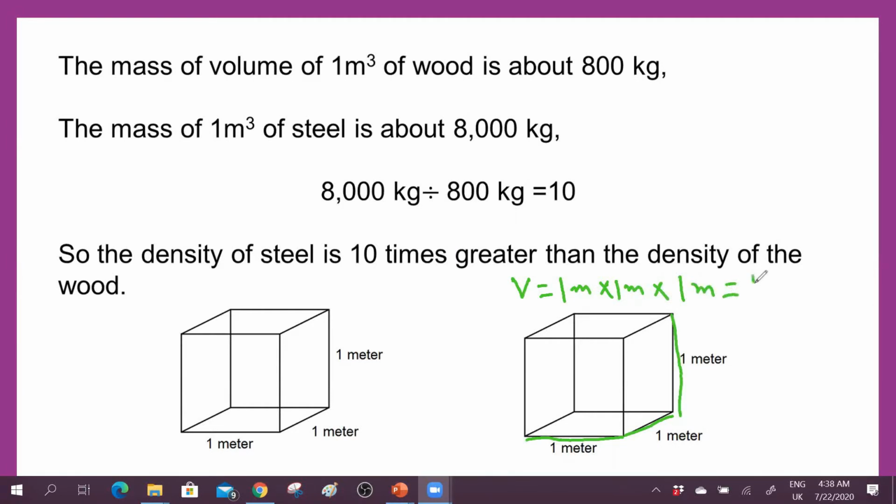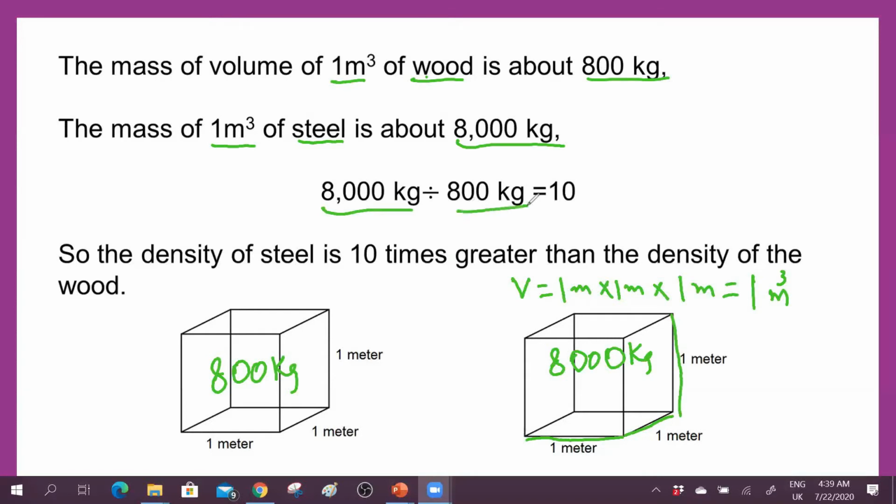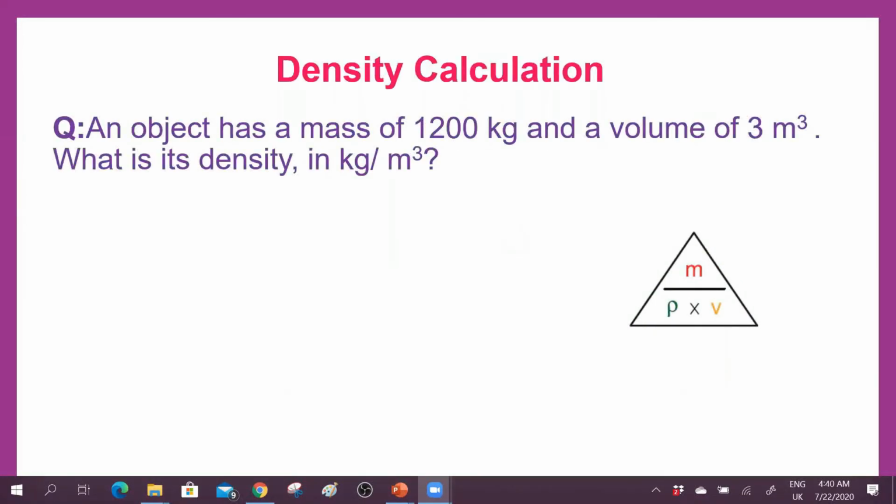That's going to be 1 cubic meter, the volume. Now, in case of steel, 1 cubic meter of packed steel contains 8,000 kilogram mass inside. Similarly, if we have 1 cubic meter of wood, that has only a mass of 800 kilogram inside. So if we divide the mass of the steel by the mass of wood, the answer is 10. So that means steel is 10 times denser than wood.